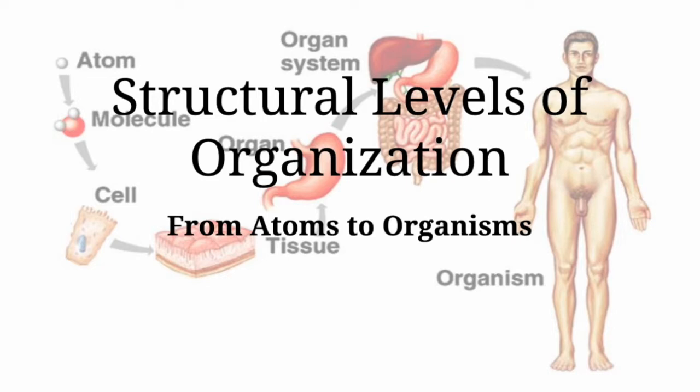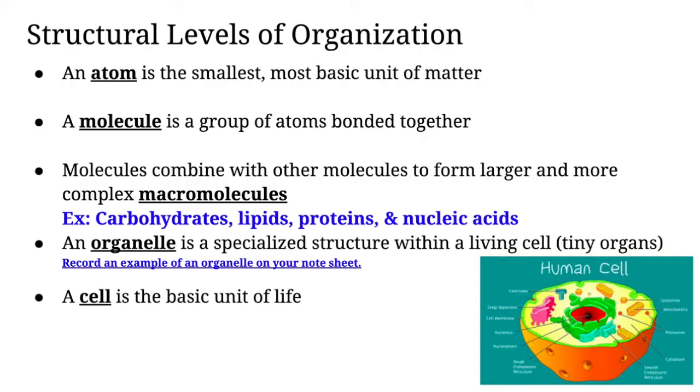So here we have structural levels of organization. Hopefully you remember this from Anatomy 1 and Biology. Starting at the smallest level, we would have an atom. That's going to be the most basic unit of matter. When you have atoms bonded together, that's going to create molecules. When those individual molecules bond together, they're going to form macromolecules. Those would be carbohydrates, lipids, proteins, and nucleic acids.